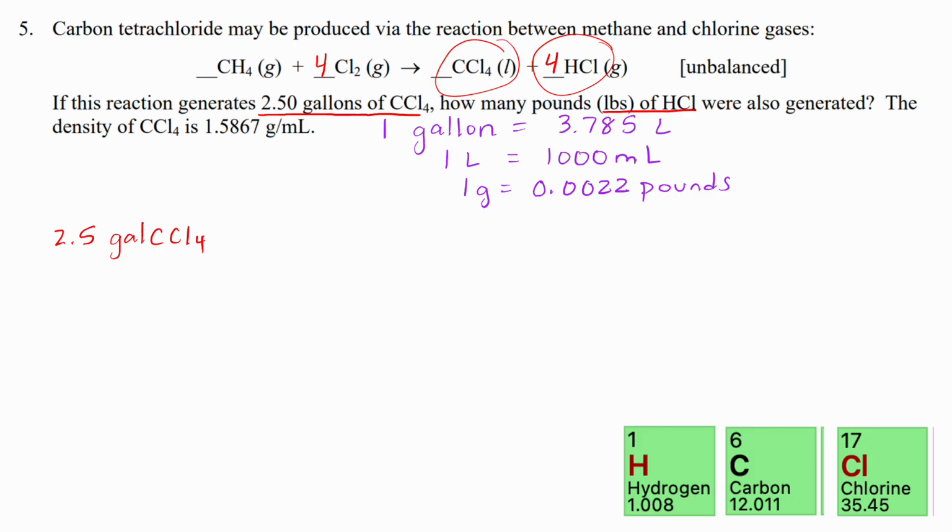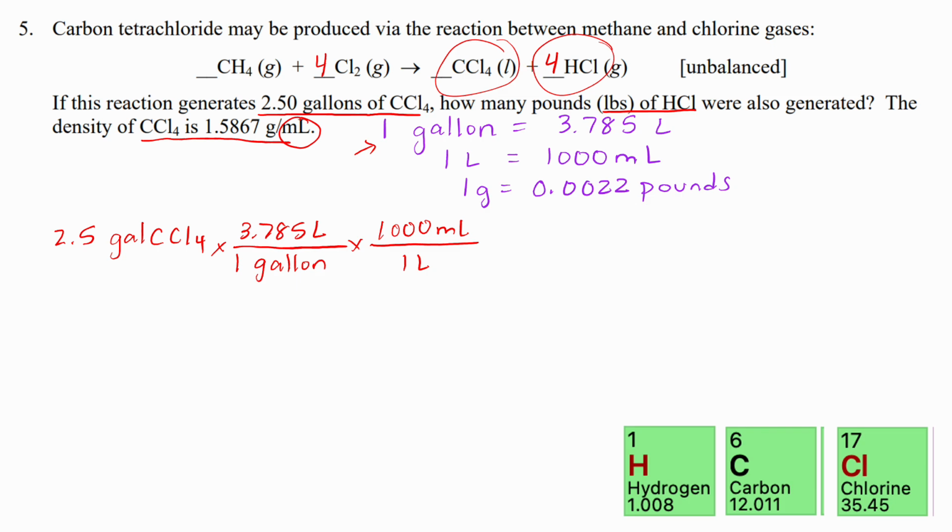And my starting point is going to be my gallons to liters conversion, because I am given a density of 1.5867 grams per milliliter. So because that is going to give me my grams unit, I need to get milliliters to cancel out the milliliters unit. So first, let's get our gallons to milliliters. I have this first conversion, which gets gallons to liters. I know in 1 gallon, I have 3.785 liters. And remember, milliliters is in our density, so we need to get to milliliters. And in 1 liter, I have 1,000 milliliters.